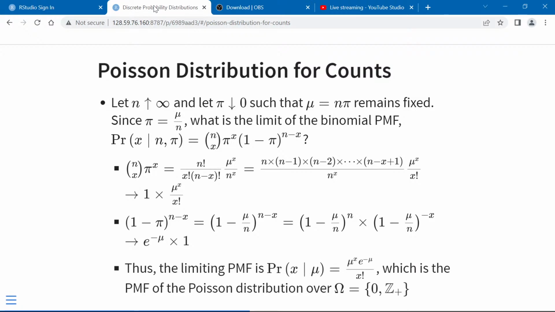So what we're left with is the probability mass function of x given mu with that term and e to the negative mu in it. This business here is the probability mass function of the so-called Poisson distribution, which is defined for a sample space consisting of all non-negative integers. So it is a probability mass function over an infinite but countable sample space consisting of 0 and all the positive integers.